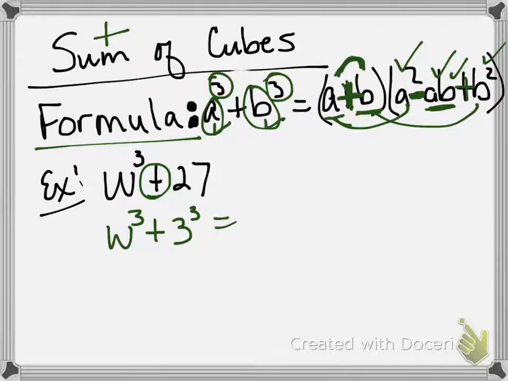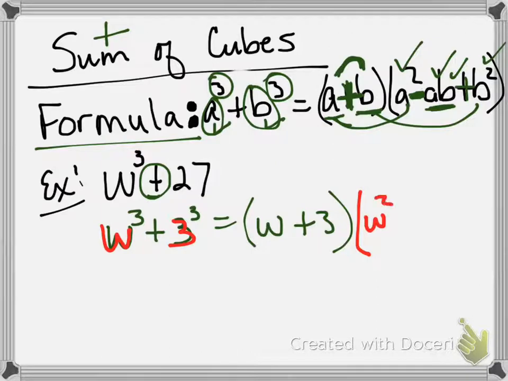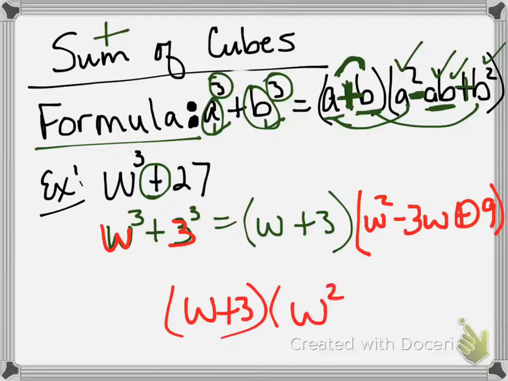So we're going to use our format. To start out, I'm going to have w plus 3, because that's my base number here, and that's my base number here, w plus 3. Then I'm going to square the w, w squared, minus, because it has to be opposite. Then I'm going to multiply w and 3, so that's 3w, plus, this term is always plus, 3 squared, which is 9. So w plus 3 times w squared minus 3w plus 9.